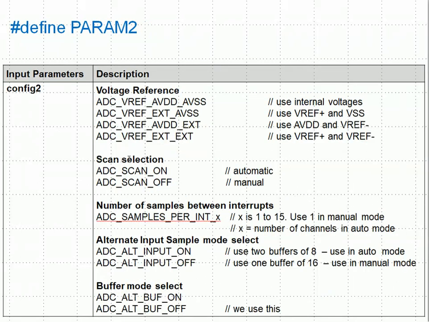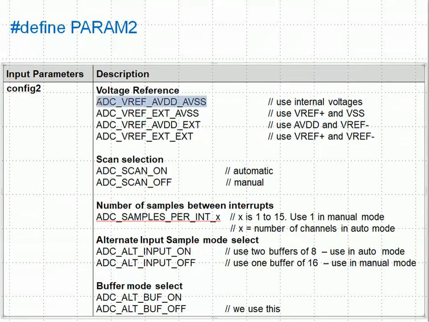Parameter 2. Well, this is a bunch of things we kind of know about already. Whether we want to use VDD and VSS, the internal voltages, as our references, whether we want to use VREF+ and VREF-, or decide one of them is a reference and the other is whatever. Okay? So we'll typically use this one, but we might use external if we need more precision.